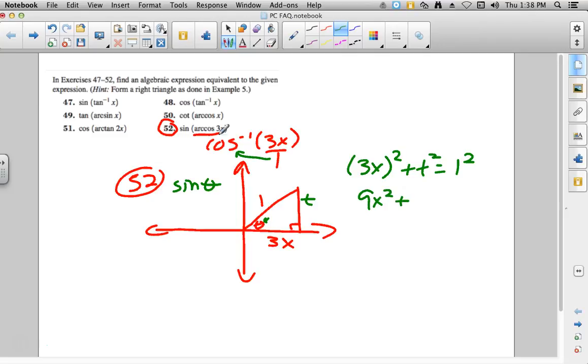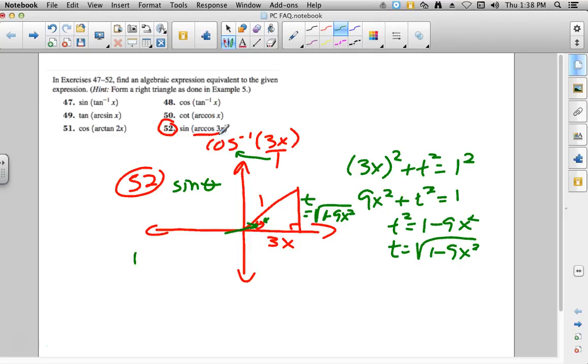So this will be 9x squared plus t squared equals 1, and we just keep solving for t. So we'd subtract 9x squared from both sides, and then we would take the square root. And again, we are only interested in the positive square root, because this is a side of a triangle. All right, so now we're set. We have the 3 sides, and we are supposed to figure out the sine of this very angle right here. And that would be opposite over hypotenuse, which is the square root of 1 minus 9x squared, over 1, which is, of course, just the square root of 1 minus 9x squared.